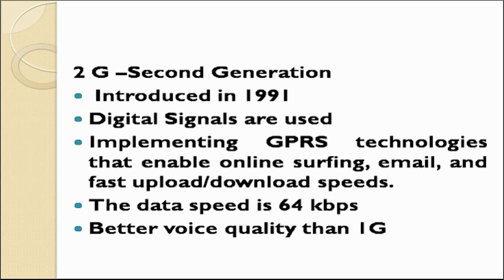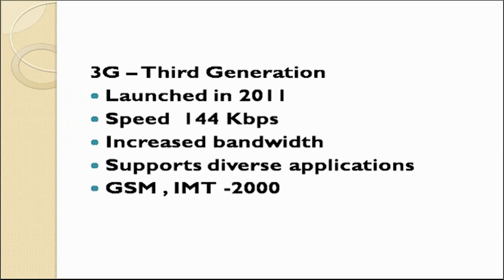The data speed of 2G is 64 kilobits per second. Better voice quality compared to first generation. So, this is one of the advantages of 2G. Third generation, it was launched in 2011. The speed of 3G is 144 kilobits per second. To increase the bandwidth, it supports diverse applications.